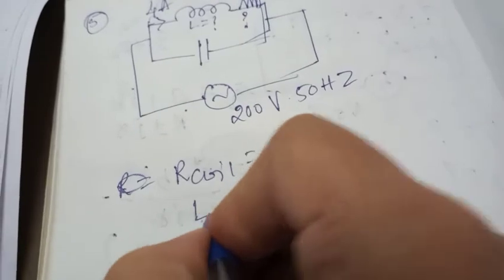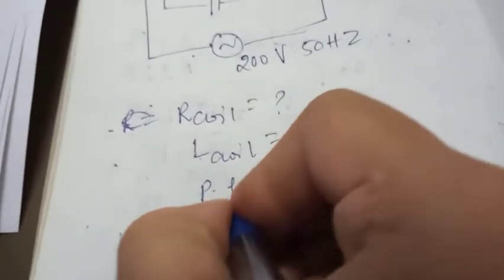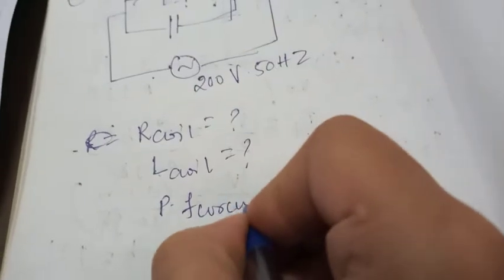R of the coil question mark, inductance of the coil question mark, power factor of the entire circuit. So PF of the complete circuit is question mark. How will you solve this problem? It's a very simple problem.